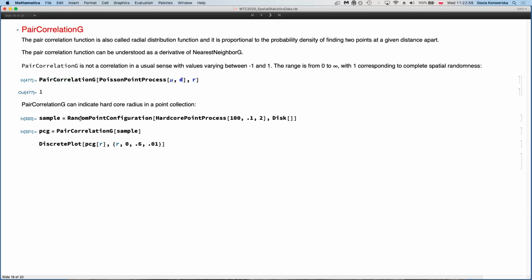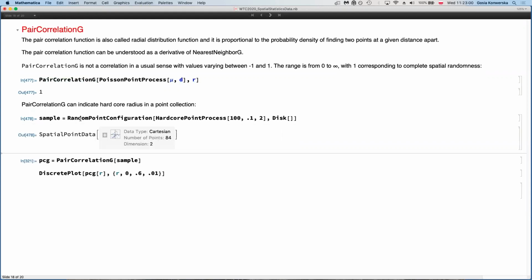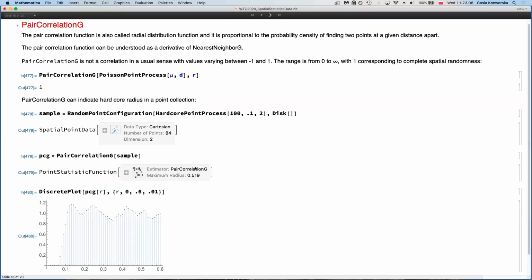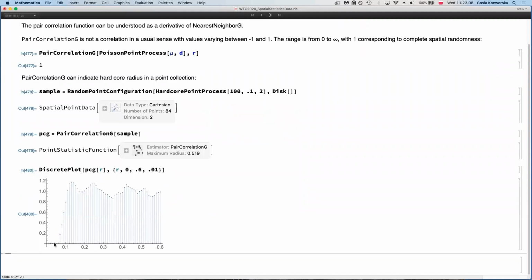And we can use pair correlation g to see if there is a hardcore radius in the point collection, so whether there is some repelling force in the data. You can see that the probability of finding two points a small distance apart is 0, which would indicate that there is indeed a hardcore radius. That agrees with our model, which is exactly as called here. This is the mean point density, and this number here is the hardcore radius, which means we can't find any two points closer to each other than this number.